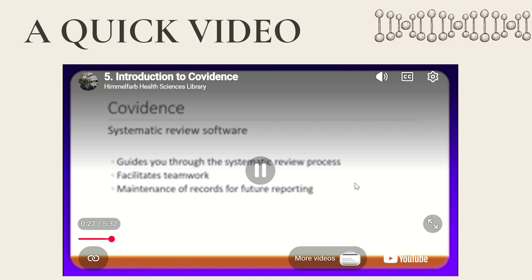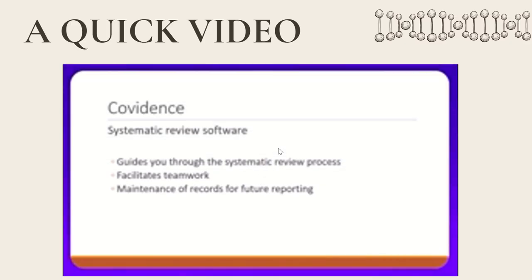Covidence is software that is specifically designed to guide you through the steps in producing a systematic review. It facilitates the input of multiple team members while helping you to maintain appropriate records for the purpose of reporting your process when it comes time to write a paper or manuscript based on your work.